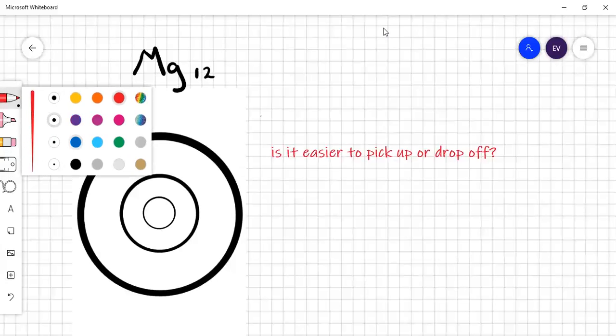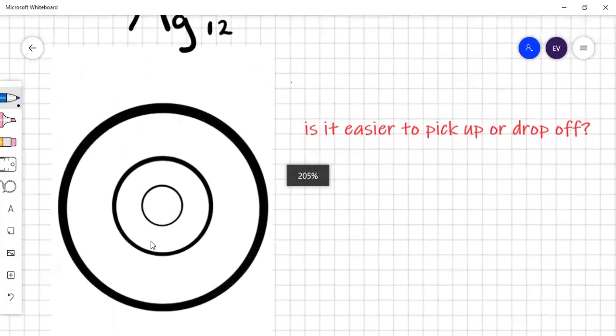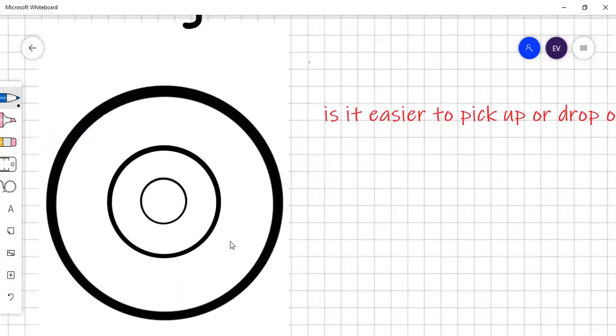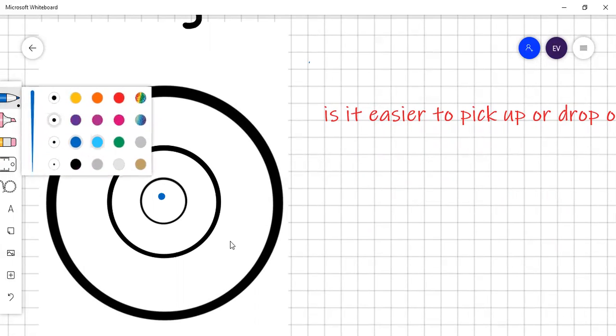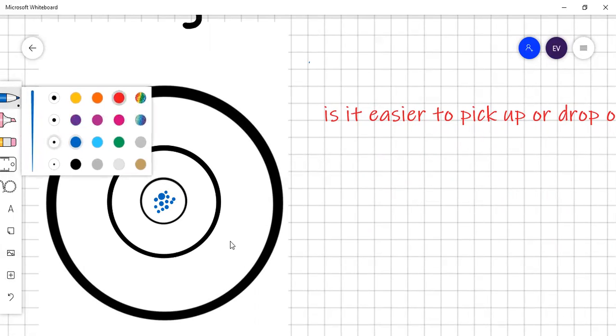Magnesium exists in the third energy level, so we get 3 rings. If you were to zoom into the nucleus, you would see that there are 12 protons: 1, 2, 3, 4, 5, 6, 7, 8, 9, 10, 11, 12. And if we were to do the electrons on this, we should also have 12 electrons.